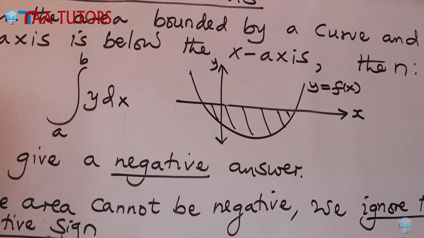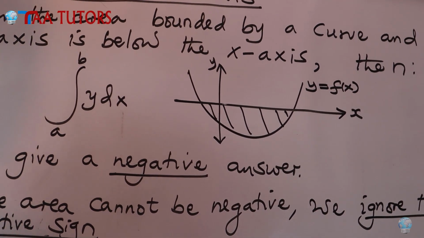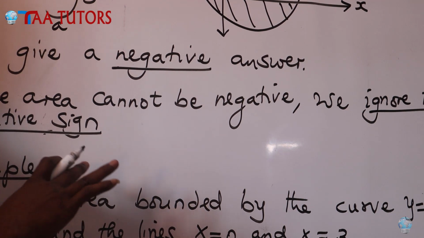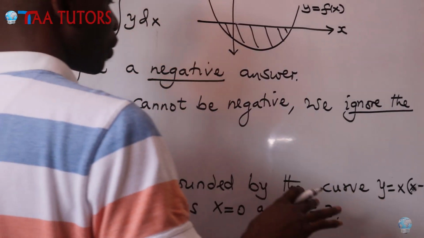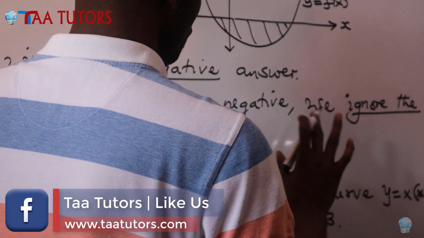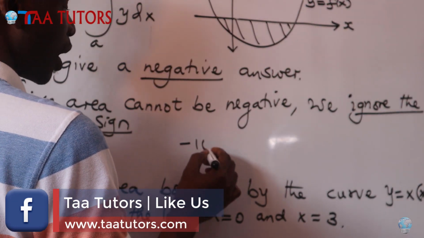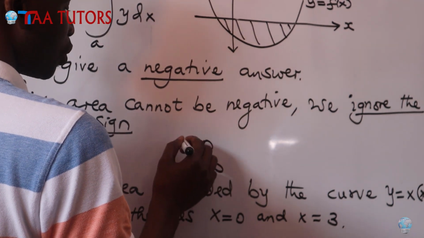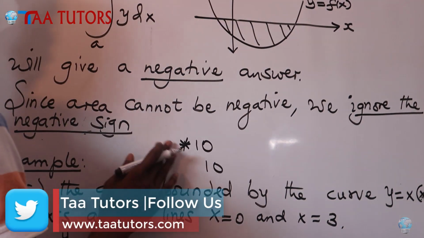Now we know that area cannot be negative, so if you find such a problem, you simply calculate, get that negative answer, and then to get the final answer that you are going to write as the area, write the answer without the negative. So if you got negative 10, the area will just be 10 because area cannot be a negative number.